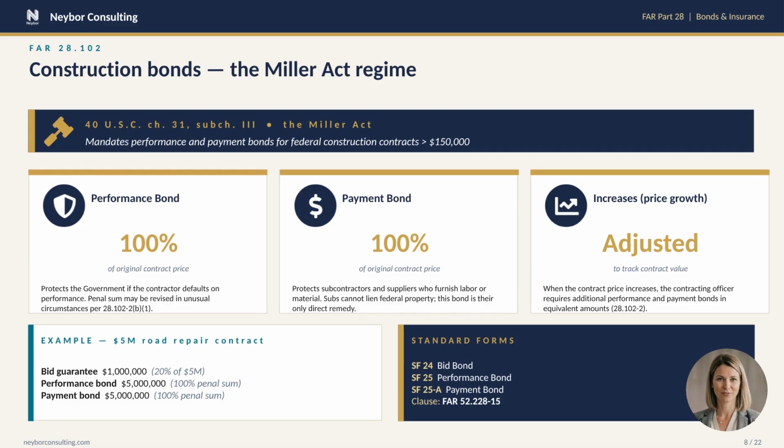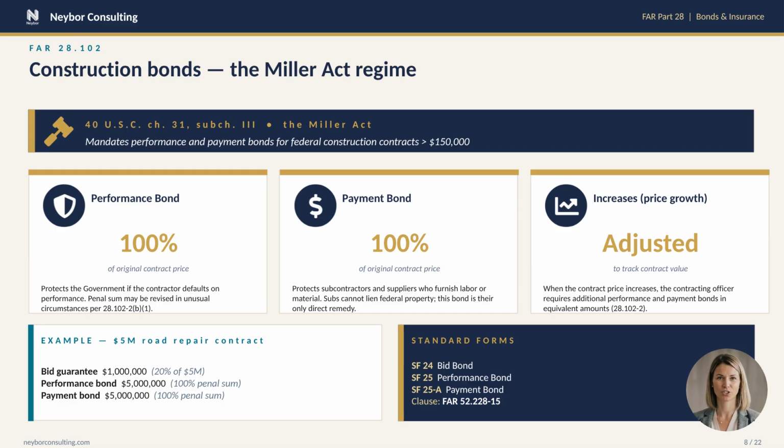This is the heart of Part 28, the Miller Act regime for construction contracts. Above the $150,000 threshold, the rules are mandatory and inflexible. The statute itself is 40 U.S.C. Chapter 31, Subchapter 3, what we colloquially call the Miller Act. It requires both a performance bond and a payment bond on every federal construction contract above $150,000, with very narrow waivers mostly for foreign country work.